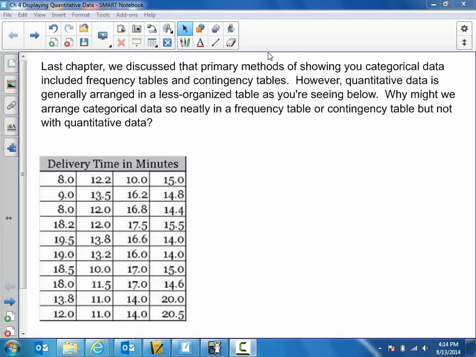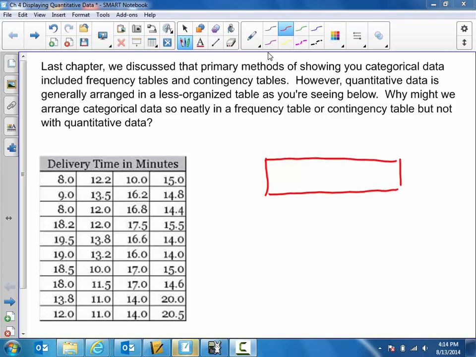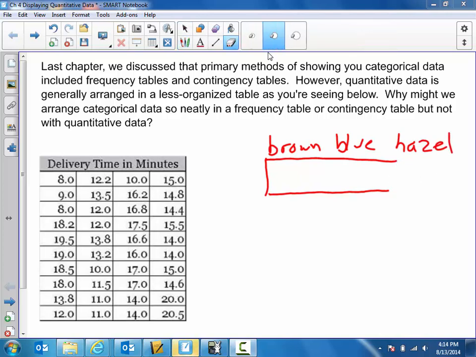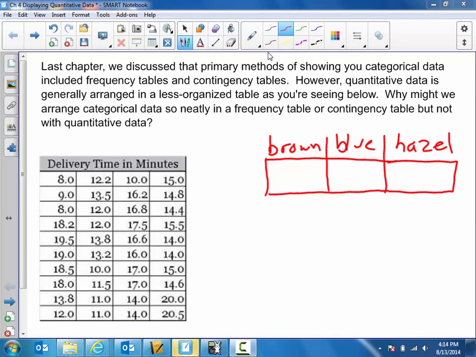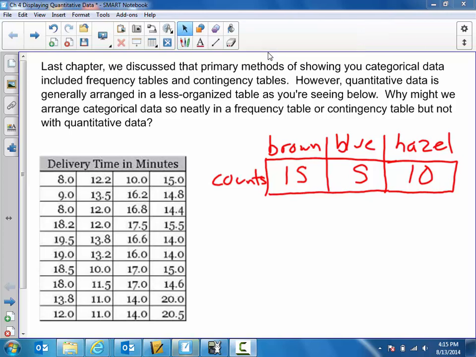Well, let's make something real quick. Not a graph, a table of your eye color, and we had brown, blue, hazel, whatever. The data falls into neat categories that can be grouped by, in this case, brown, blue, and hazel. So you've got counts here. Maybe in a class of 30, we had 15 brown-eyed students, 5 who were blue, and 10 who had hazel eyes.